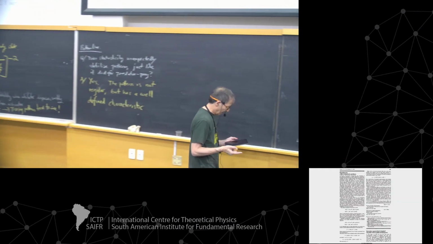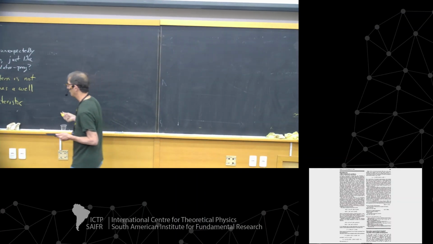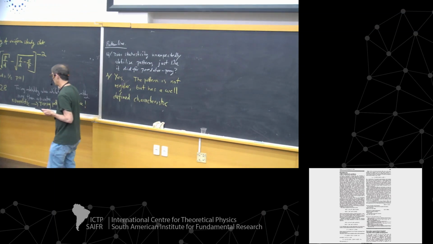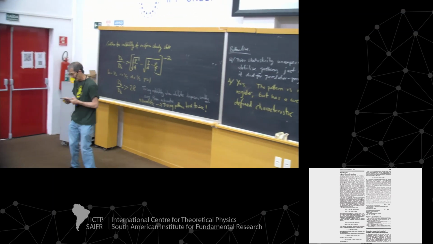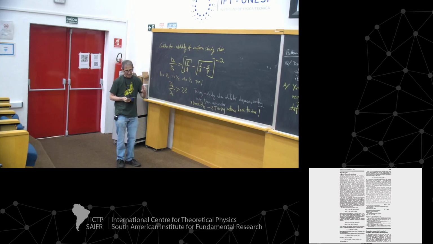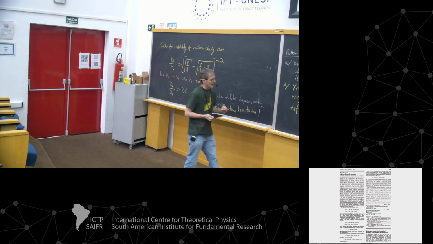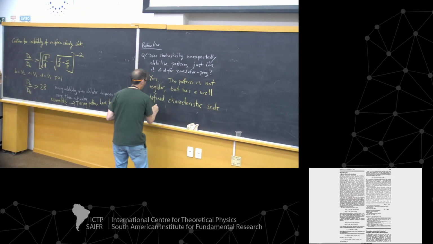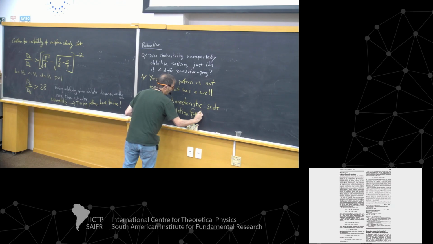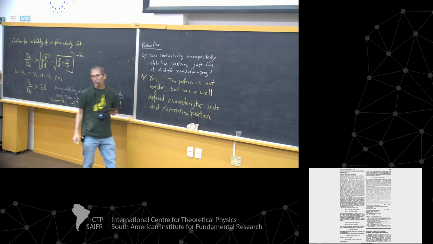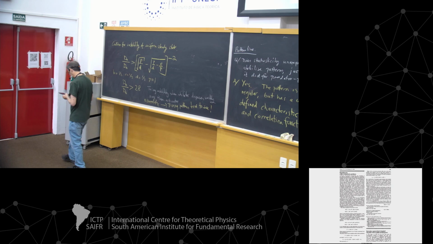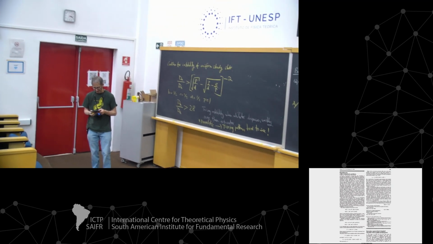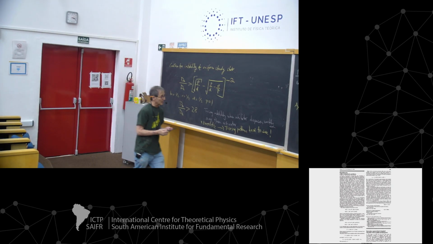So what we're going to see is that stochasticity, through a mechanism very similar to what you've seen already, does indeed stabilize the pattern. The patterns that you get are not regular. They have a well-defined characteristic scale and correlation function. And tomorrow I'll show you the results of an experiment that we did to test the theory. Okay, so that's the bottom line.